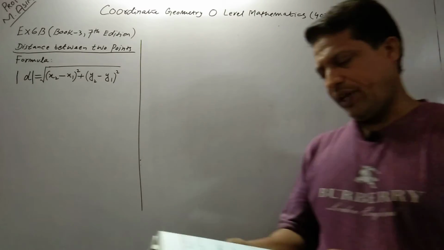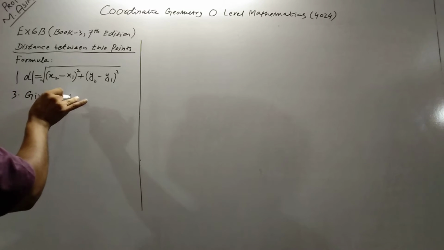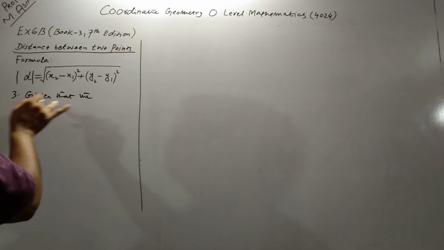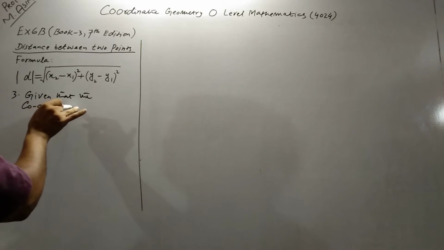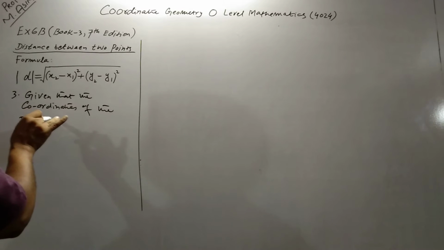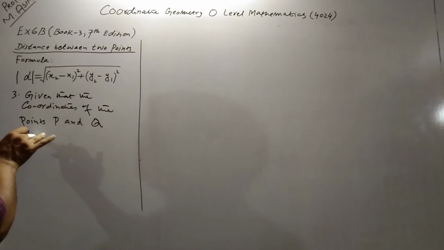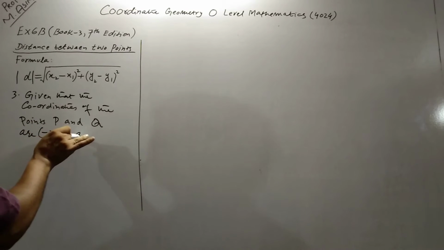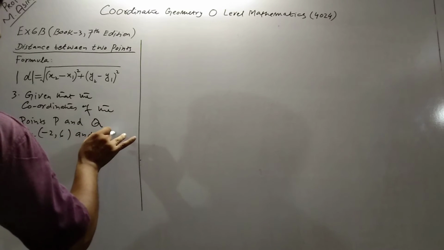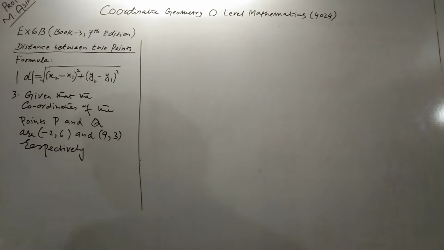Let's see what question number 3 is. Given that the coordinates of the points P and Q are -2, 6 and 9, 3 respectively. Okay. Part A.